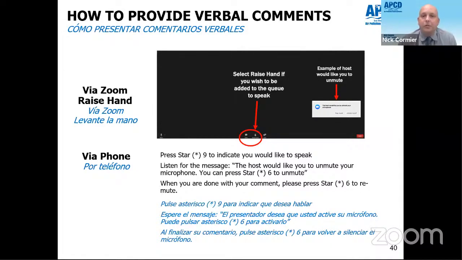If you're using your phone, press *9 to indicate that you would like to speak, and then when prompted by the host, press *6 to unmute and mute yourself. If you'd like to make written comments, please continue to use Zoom's chat feature. And again, if you'd like to ask APCD a question, please use the Zoom Q&A feature.